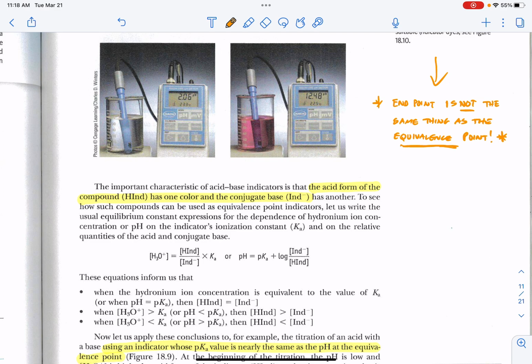So if you're going to use an indicator, you want an indicator whose endpoint, the point at which it changes color, is in the same ballpark or vicinity as the equivalence point. Otherwise, you're going to get strange results if you're relying on the indicator to tell you when you reach the equivalence point. You'll be way off. You want to choose an indicator whose endpoint is in the same region as the equivalence point. And there are many, many different indicators to choose from, based upon if you have weak acid, strong base, weak base, strong acid, or strong acid, strong base.